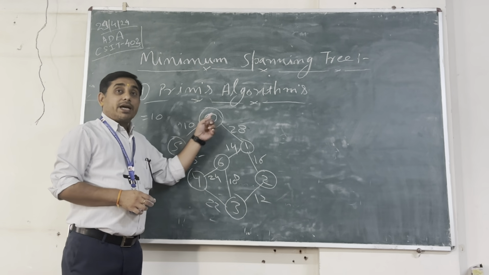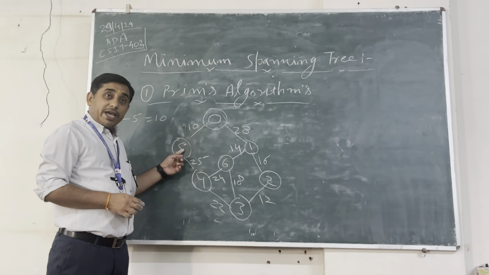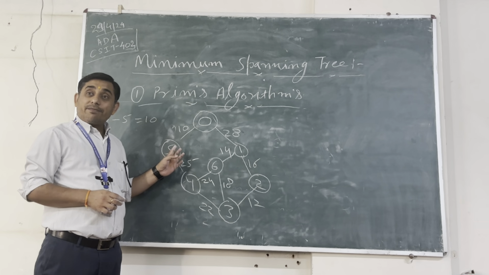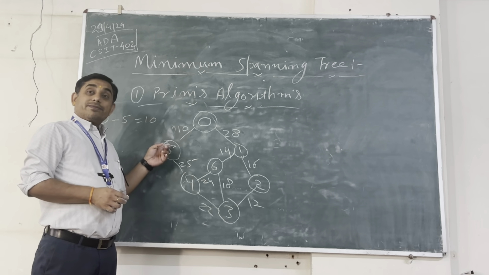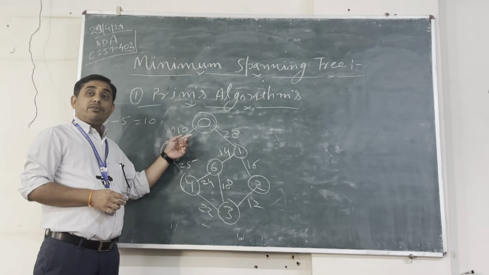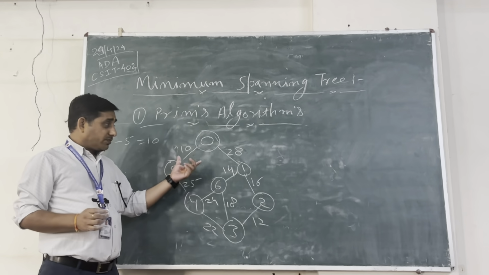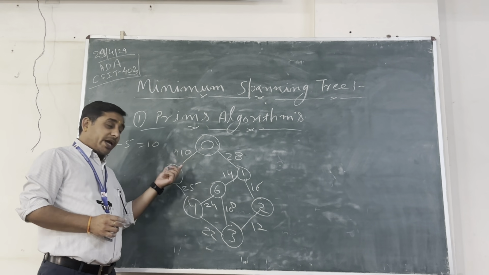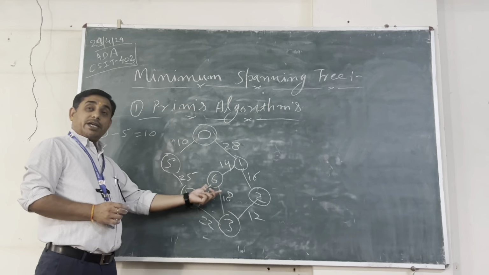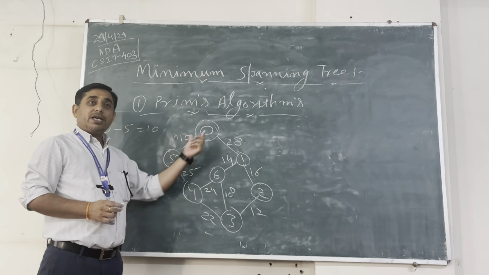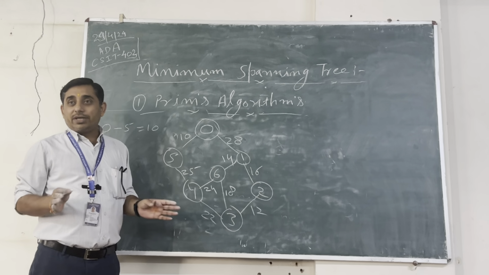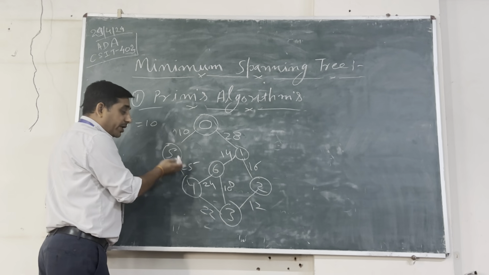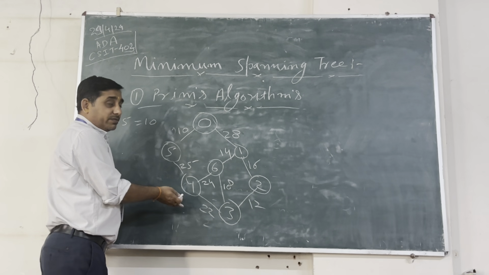With the connected edges with 5 or 0. It's a limitation. First, we find the minimum edge of the graph. So we calculate this 10, and after that we can explore only the connected nodes, not randomly. Okay. So we'll find the minimum edge between the two connected vertices.